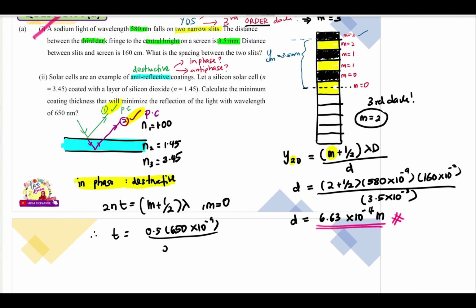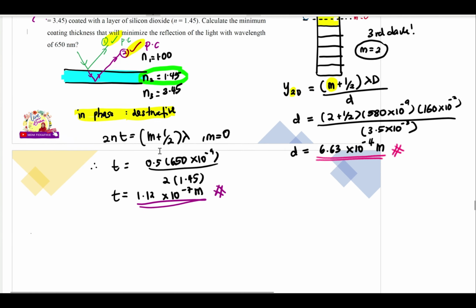Alright, and 2n. N ni n apa? Kita dah discuss dalam video sebelum ni, mestilah n of the layer tadi, the thin film, which is the silicon dioxide. Okay, 1.45. Alright, so final answer 1.12 exponent negative 7 meter. Okay, so this is the answer for question 7A2.